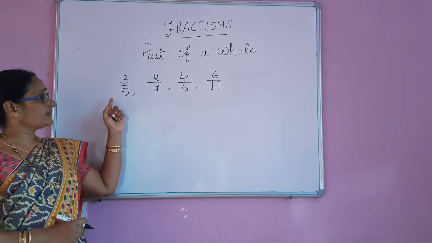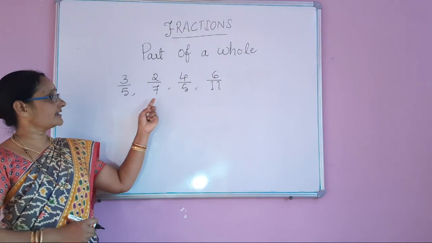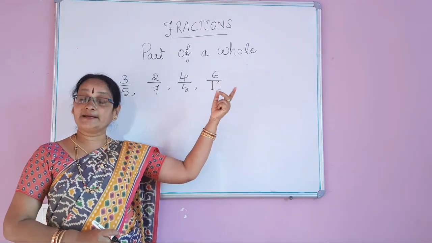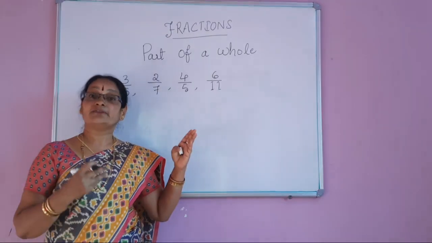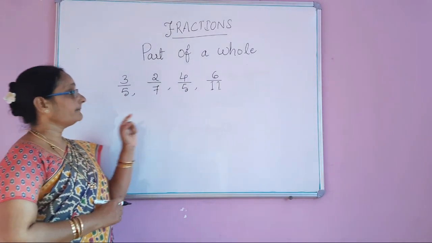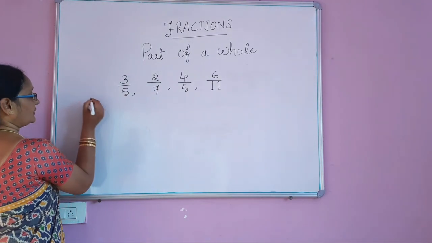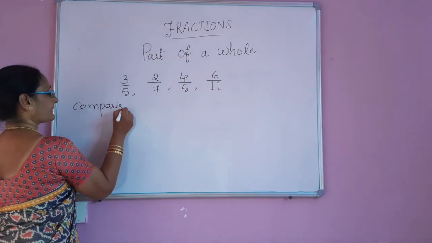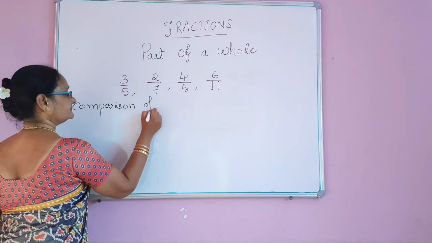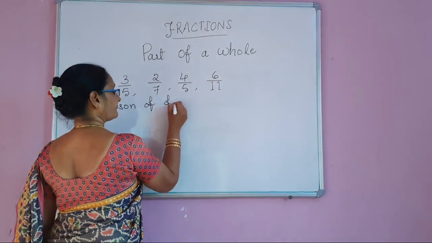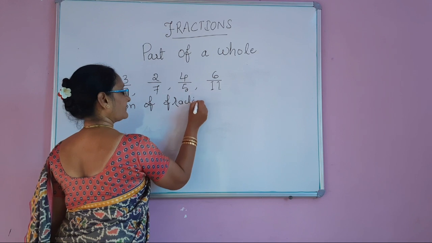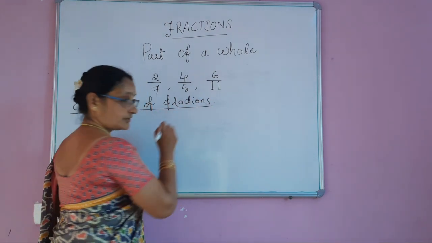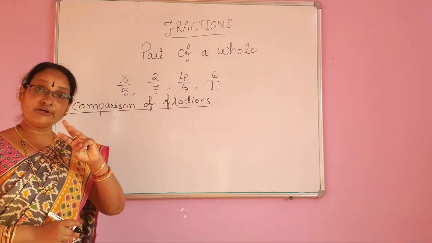Now, which is bigger here? 3 by 5 is bigger, 2 by 7 is bigger, 4 by 5 is bigger or 6 by 11? That means how to compare the fractions here. Now we will do comparison of fractions. To compare the given two fractions, there are three rules.